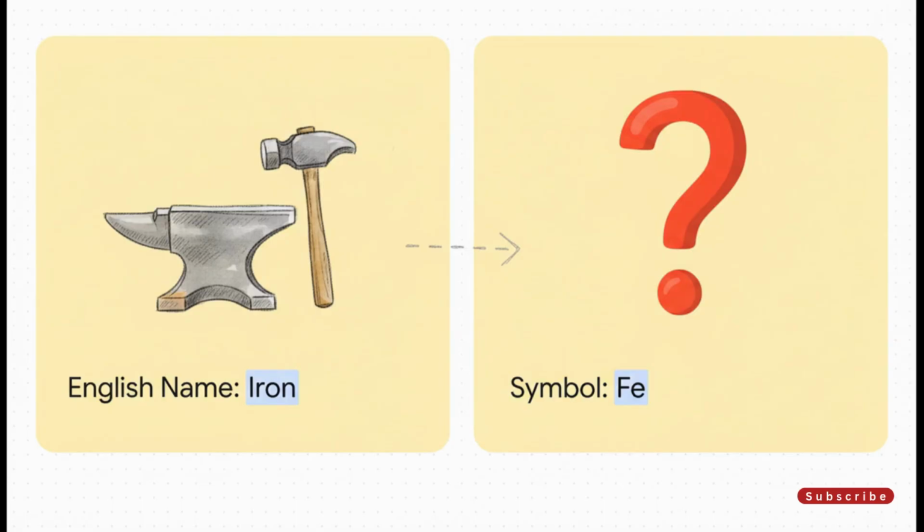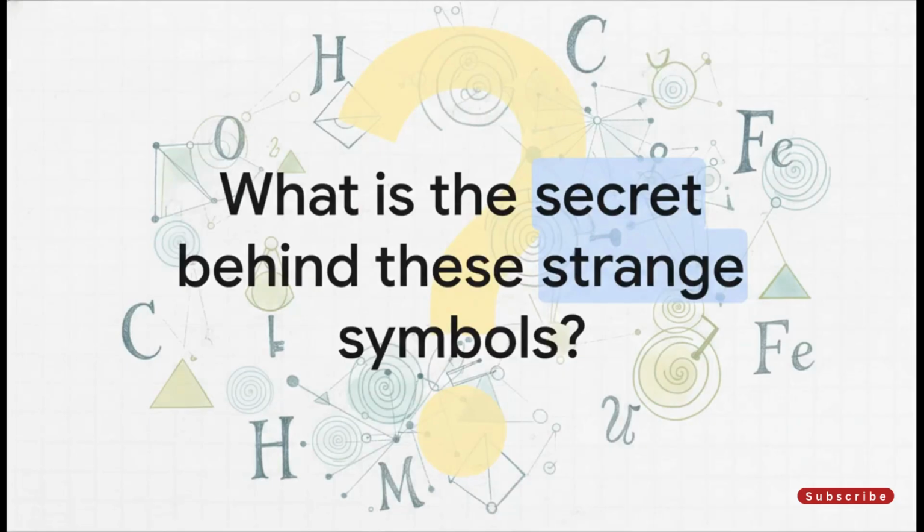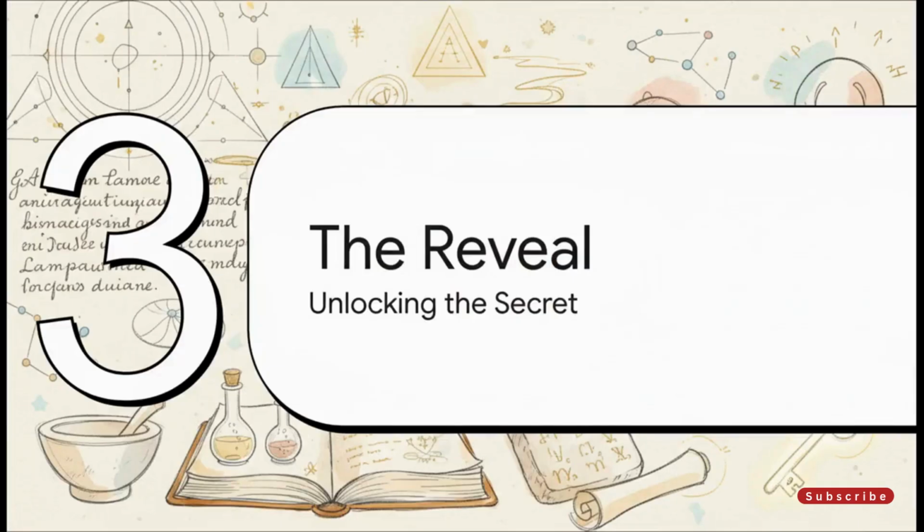Seriously, at this point, it feels less like a secret code and more like somebody just made a bunch of typos. And now for the big one, the one that makes everyone scratch their heads, gold. The symbol for gold is Au. What? How do you get Au from gold? The mystery is definitely at its peak now. So what's going on here? Are these symbols just completely random, or is there some hidden logic, a master key that can unlock this whole thing for us?